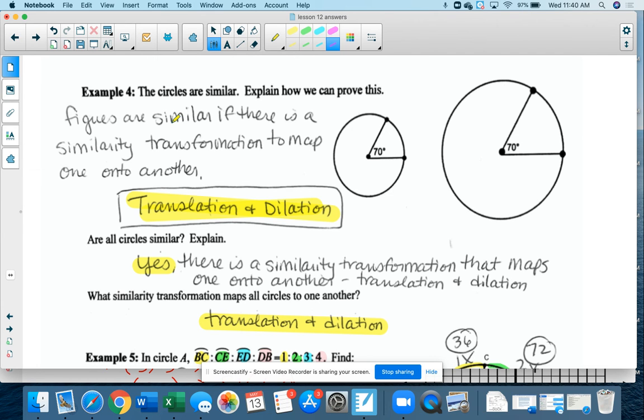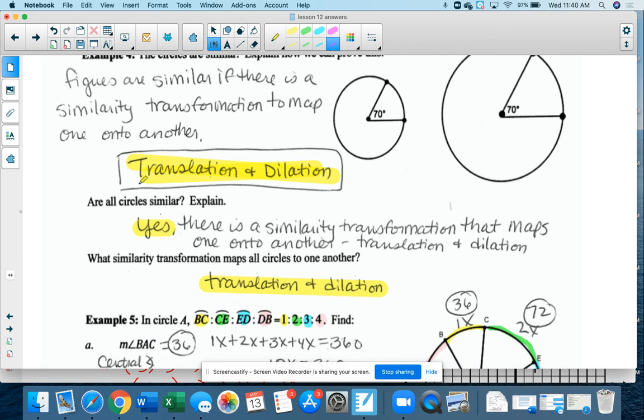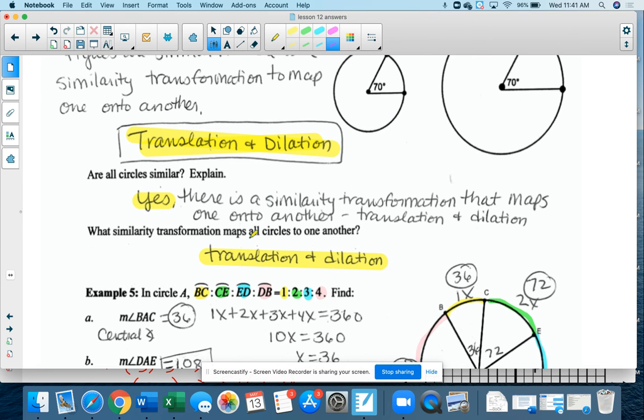And the reason they're similar is there's a similarity transformation that maps one onto the other. And that similarity transformation is a translation until one circle's on top of the other, and then a dilation until their radiuses are the exact same size. And these questions are basically the same. Are all circles similar? Yes. There's a similarity transformation that maps one onto the other, a translation and a dilation. So you don't even need to have this angle of 70 degrees shown. All circles are similar. So the fact that they're similar really has nothing to do with these central angles of 70 degrees. What similarity transformation maps all circles onto one another? A translation and then a dilation.